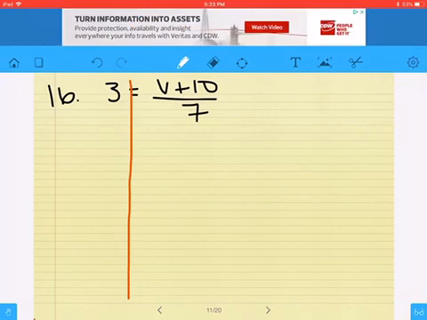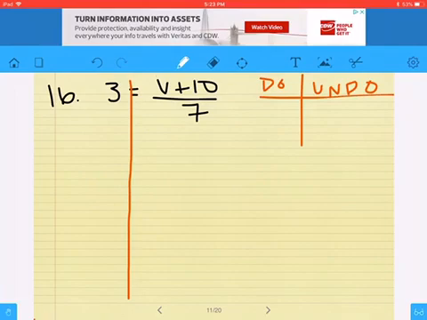So remember, when we're solving an equation, that means we are finding the number that the variable is equal to. So our unknown variable is v in number 16, where we have 3 equals (v plus 10) divided by 7. What I usually do for these problems, and I showed you this yesterday, is I draw a line that separates both sides of the equals so that we know that we have to do the same thing to both sides, whatever we do to it.